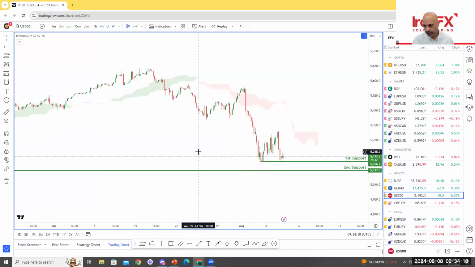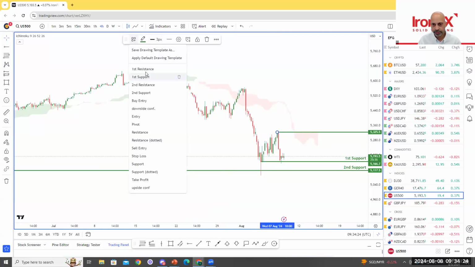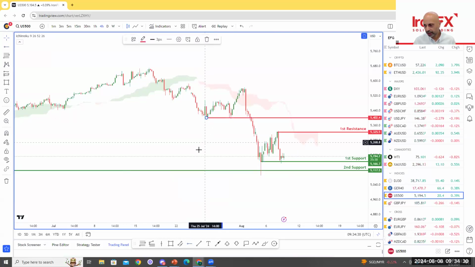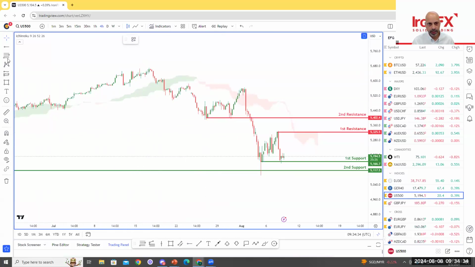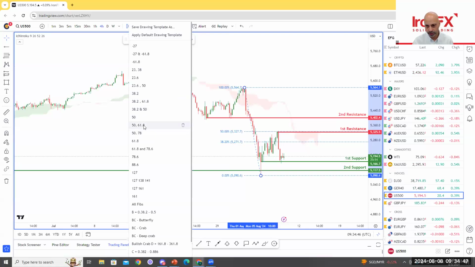In terms of resistances, quite clearly, the first resistance is this pullback level here at 5,325. And the second resistance level is going to be at this pullback level here at 5,402. We can also run a Fibonacci retracement starting from this high on the 1st of August going down to the low here on the 5th. We can see that the 50% retracement aligns very well with the first resistance, and probably we've got a 61.8% as well close to the second.